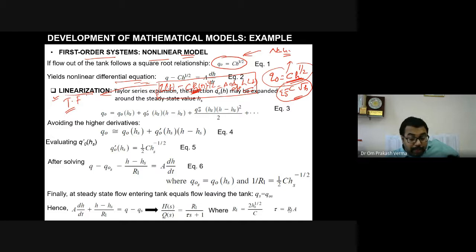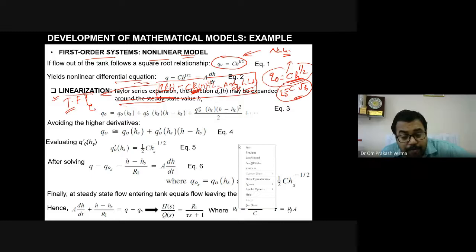Remember, there is a limitation of the linearization technique. The limitation is that it is only valid near the steady state value, around the steady state value only. If your steady state value changes, then whatever transfer function you have found will not represent the accurate transfer function. What does it mean if the steady state value changes? I will tell you.